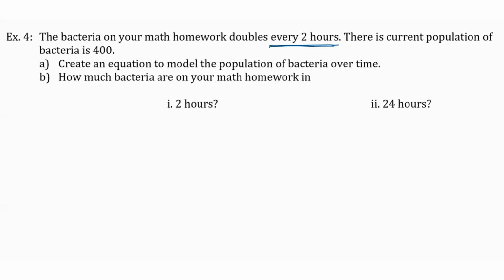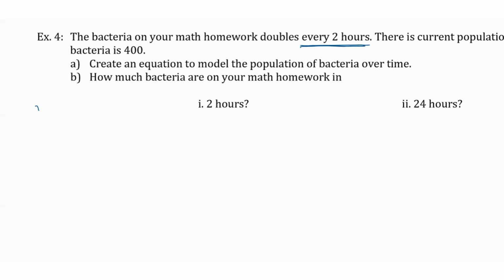There is a current population of bacteria of 400 on the math homework that I'm going to give you in a few minutes. 400 individual bacteria on it. Okay, part A, create an equation to model. So again, A is what we're looking for. The initial amount is 400.